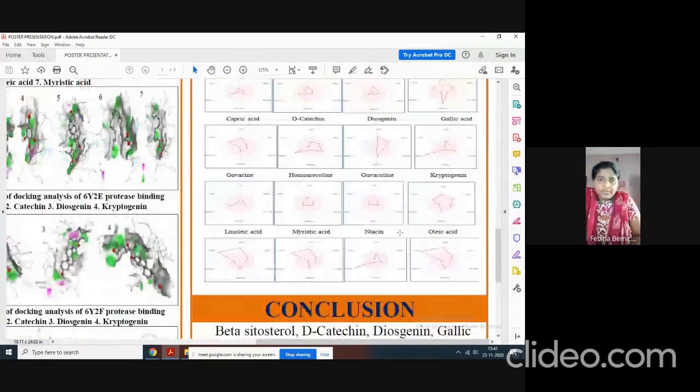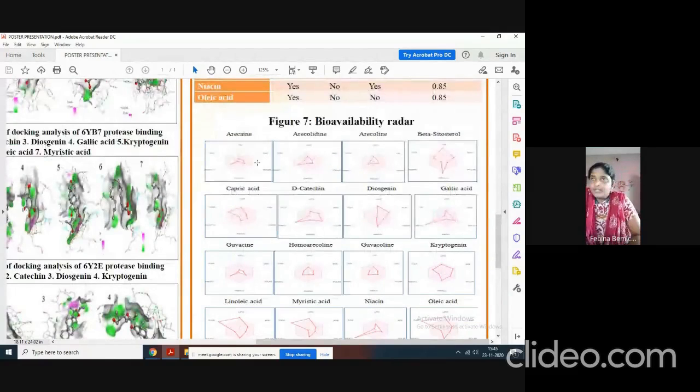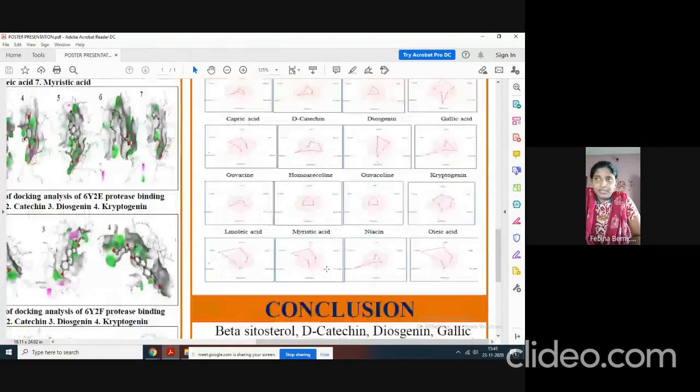This figure shows the bioavailability radar. The pink area represents the optimal range for each property like lipophilicity, size, polarity, flexibility, unsaturation, and insolubility. So almost all the compounds are within the optimal range, and some have some problem with unsaturation and flexibility.